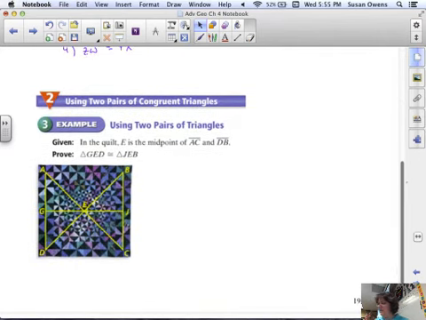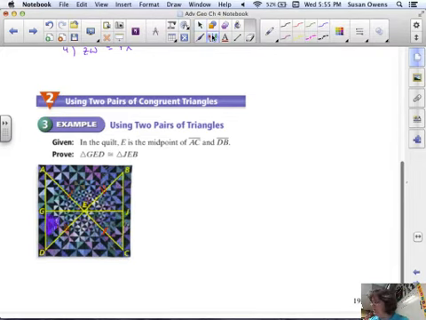So in this next example, in the quilt, E is the midpoint of AC, so that's one of my givens, and of DB, so this one is also given. And I want to prove that triangle GED, actually let me make it a different color, a little easier to see. So I want to prove that GED is congruent to JEB.